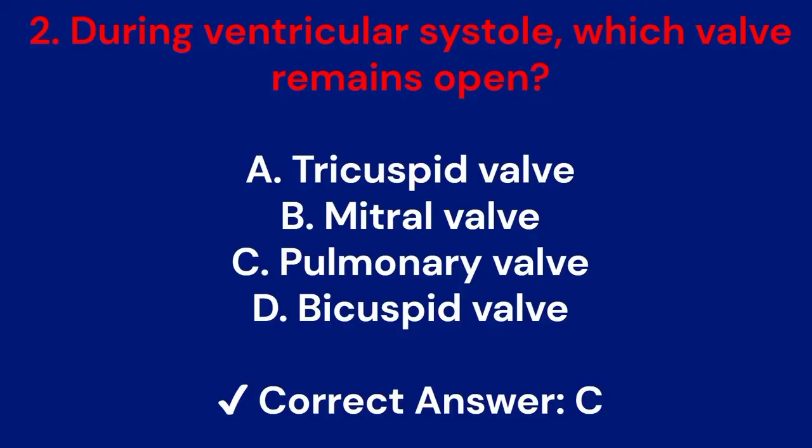2. During ventricular systole, which valve remains open? A. Tricuspid valve, B. Mitral valve, C. Pulmonary valve, D. Bicuspid valve. Correct answer: C. Pulmonary valve.